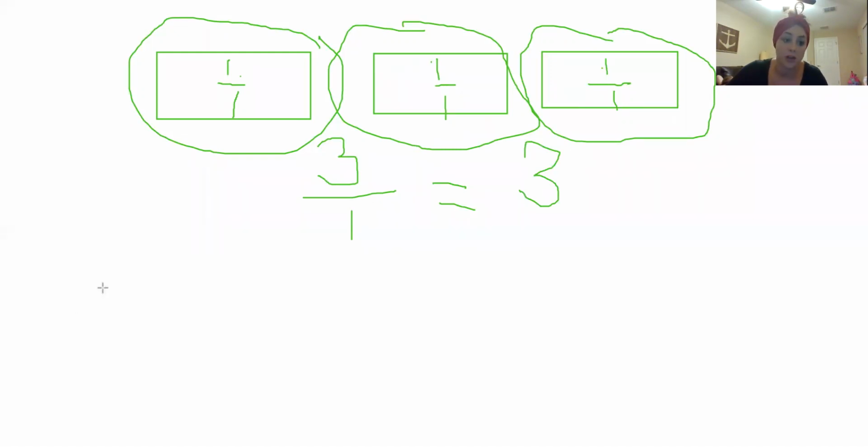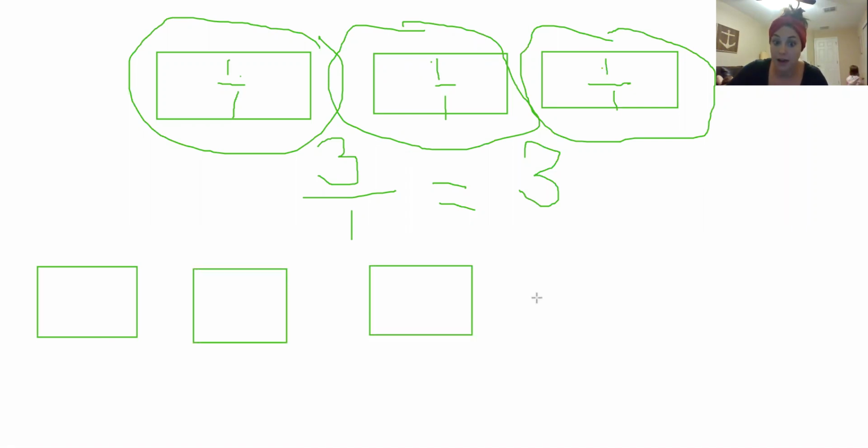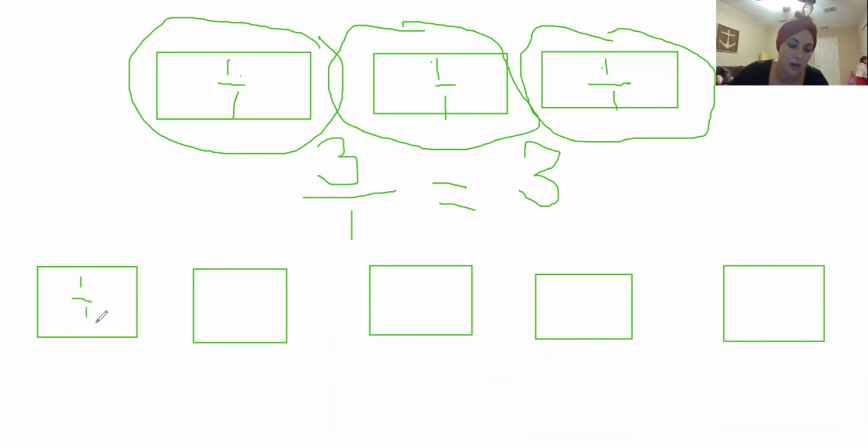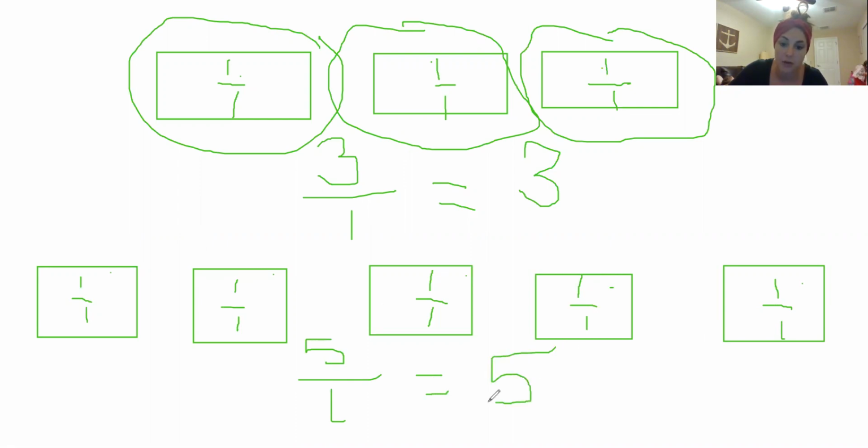Or Miss Wackus could have, and call me crazy, 5 wholes. And again, each of these I can look at as one piece out of one to make a whole. And if I were to continue to count those, I could say I have 1, 2, 3, 4, 5. And it only takes one piece to make my whole, so therefore I have 5 wholes.